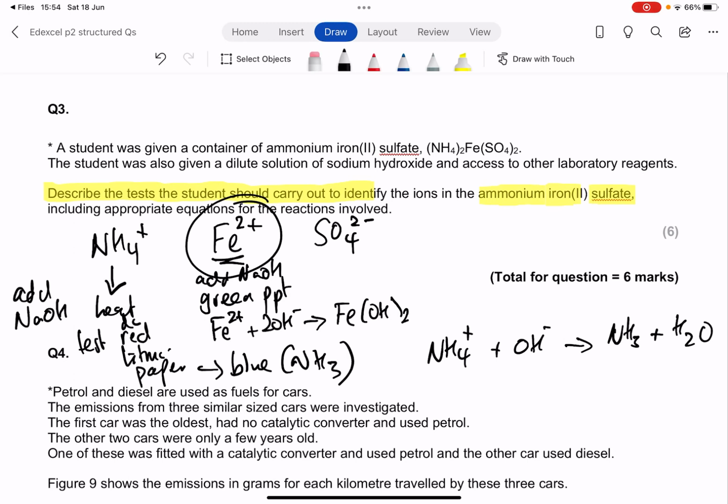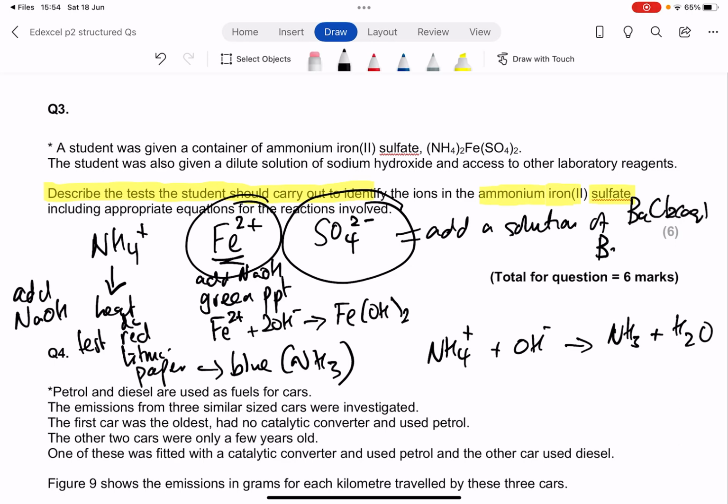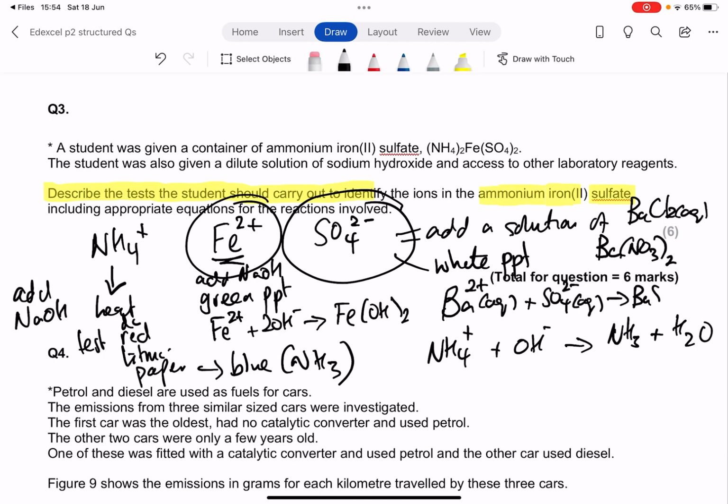The test for sulfate ions, and you've got to learn these, is you add a solution of barium chloride. You could also add barium nitrate solution. You will see a white precipitate formed, and the ionic equation is Ba2+ plus SO4 2- ions, putting in state symbols, gives you a white precipitate of barium sulfate.